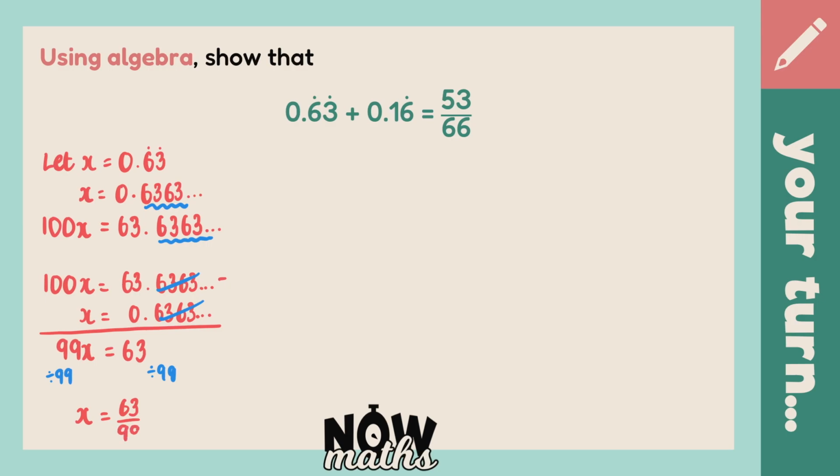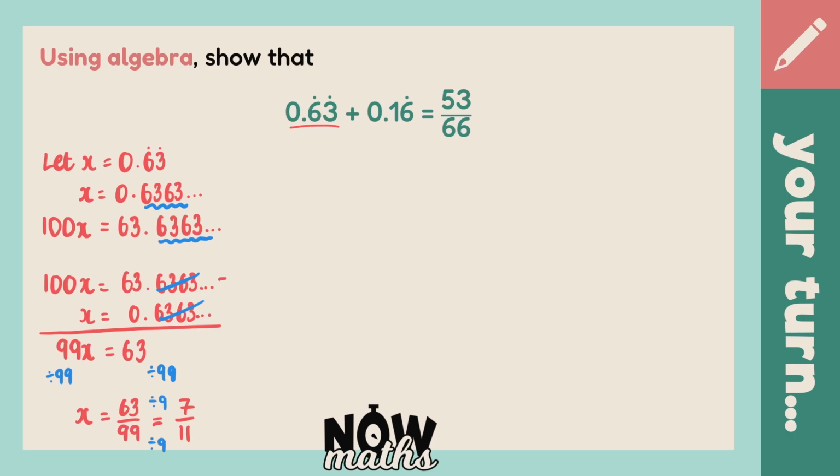63/99. And looking at this fraction, I can see that 9 is a factor of 63 and 99. So let's simplify this fraction a little bit, and we can write it as 7/11. This will make it a little bit easier to find a common denominator later on. Now we've converted 0.63 recurring into a fraction, let's do the same for 0.16 recurring.